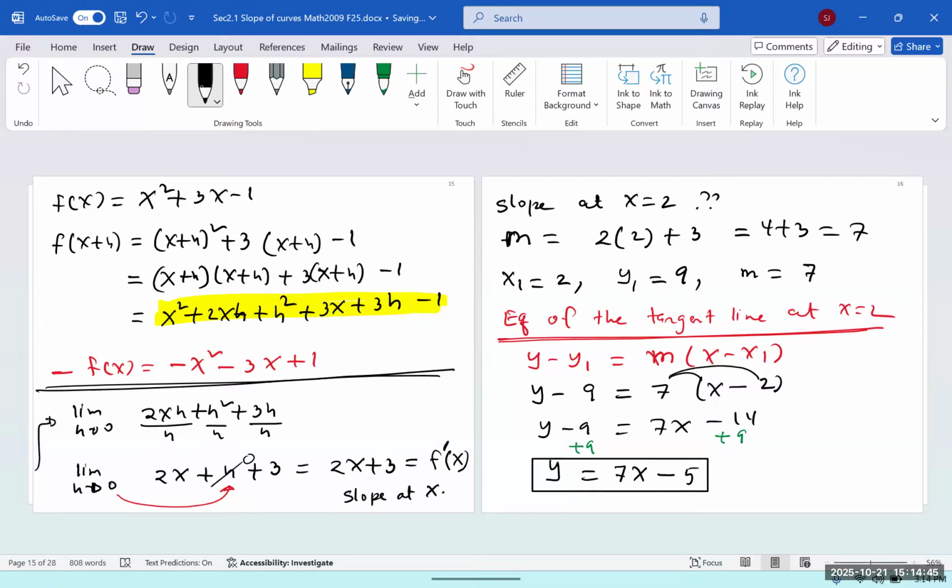So the line we are talking about before, if this is your graph and this is x equals 2, the line that goes through this point, this line has equation y equals 7x minus 5. And the slope of this line is 7. The equation of this line is y equals 7x minus 5. Why do you care? Because this is the slope of this curve at that point, which is also known as the derivative.